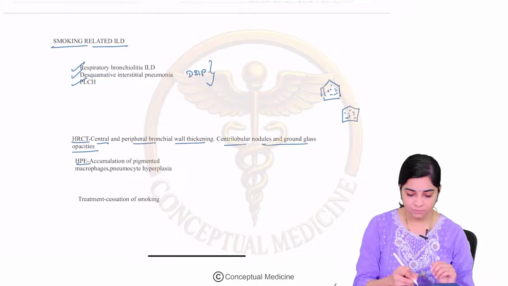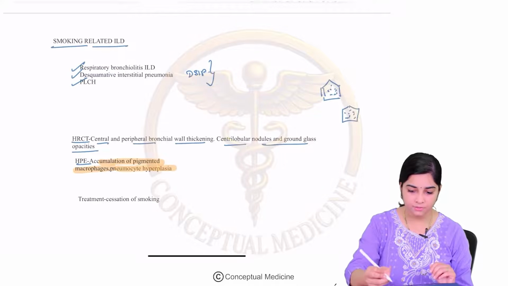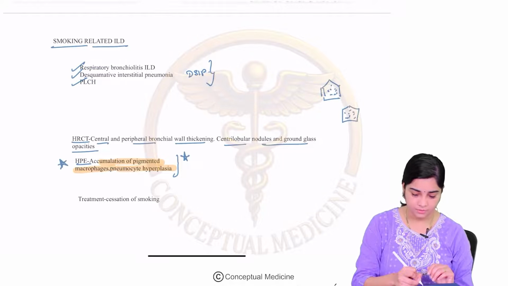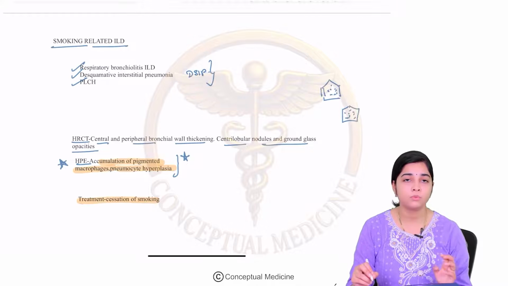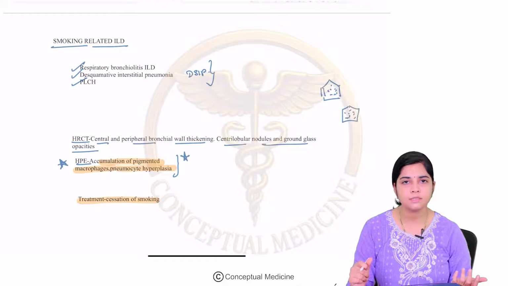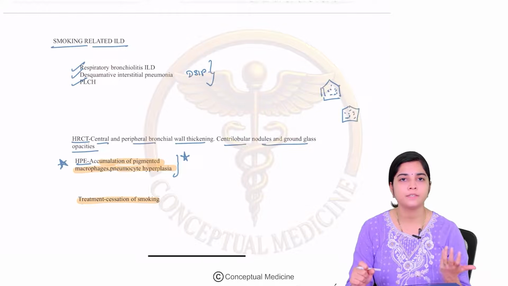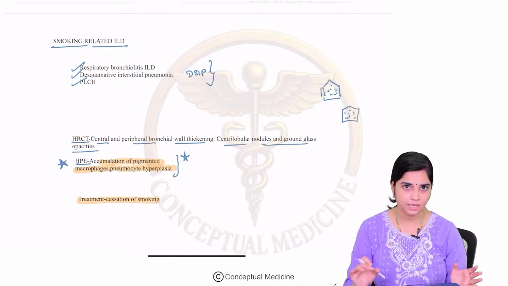In histopathology, what is the important finding that you have to remember? Accumulation of pigmented macrophages and presence of pneumocyte hyperplasia. Very, very important. Okay. So treatment is cessation of smoking. Most of the time cessation of smoking will prevent the further progression of the disease, but how much will come back to normal is not clear. The role of steroids and immunosuppressants is very controversial in smoking-related ILDs.